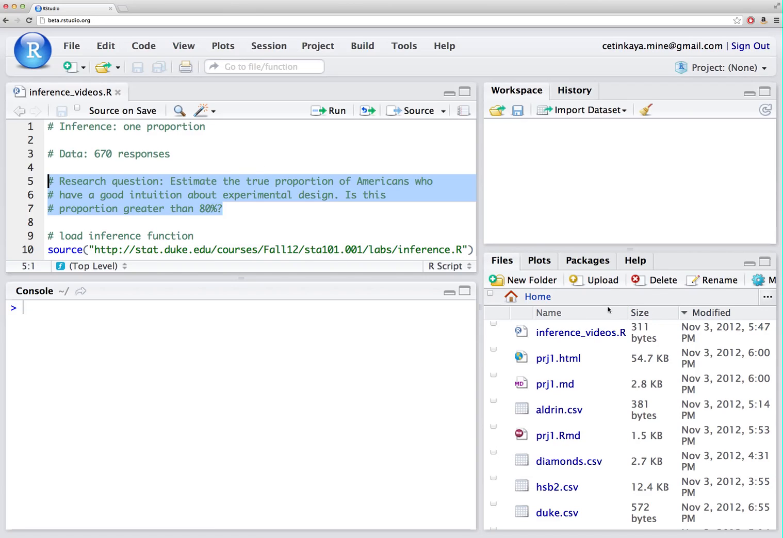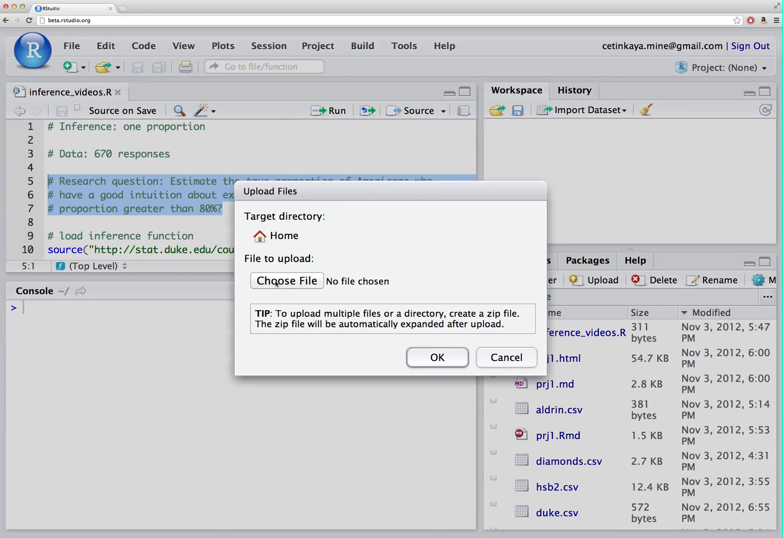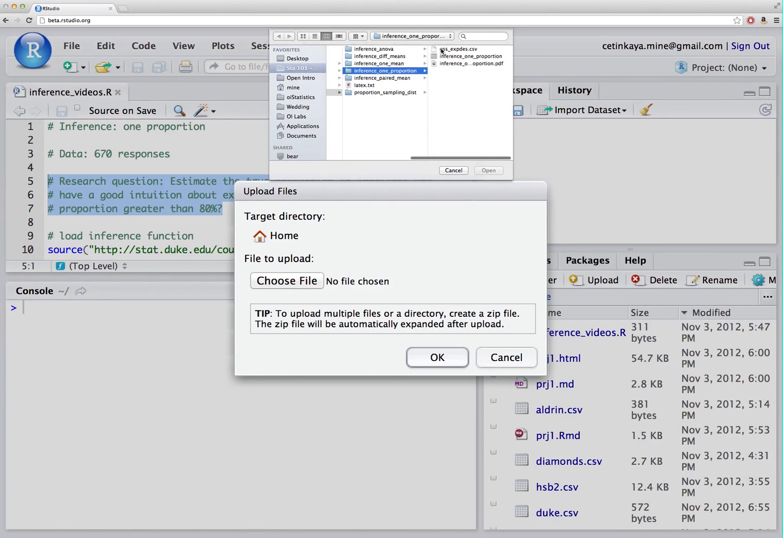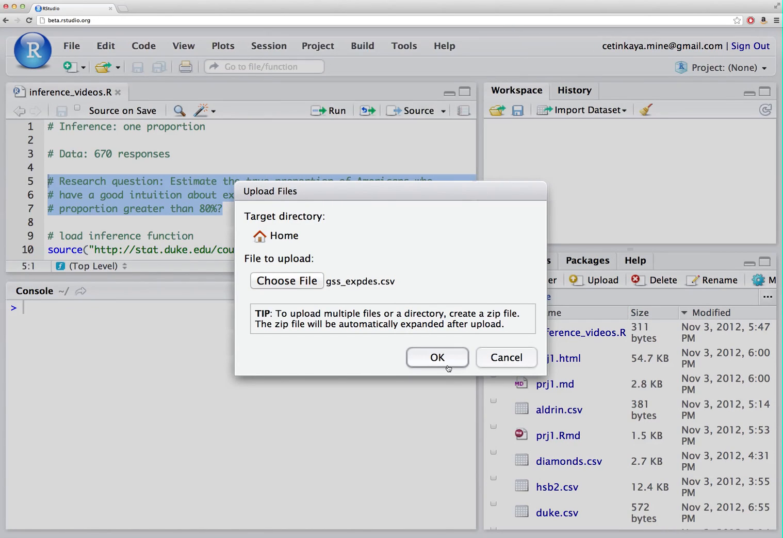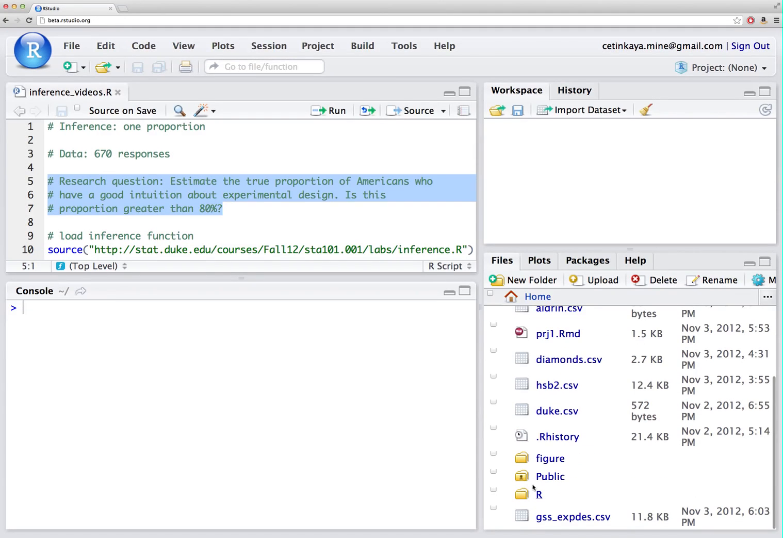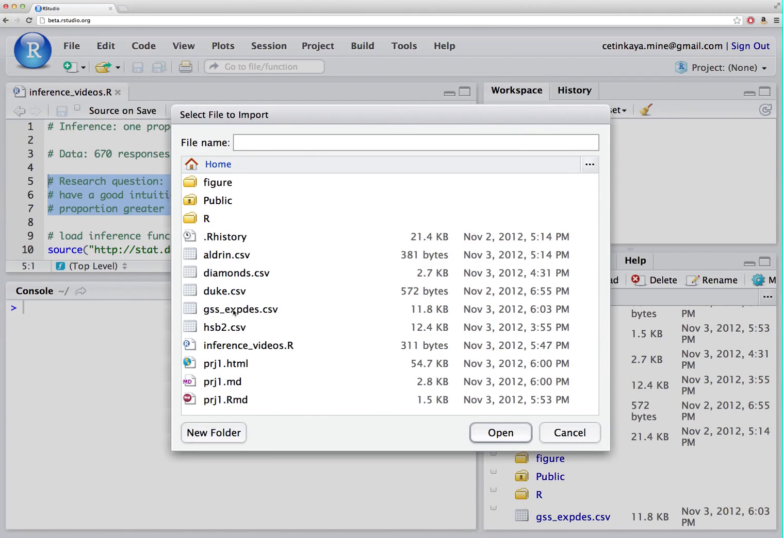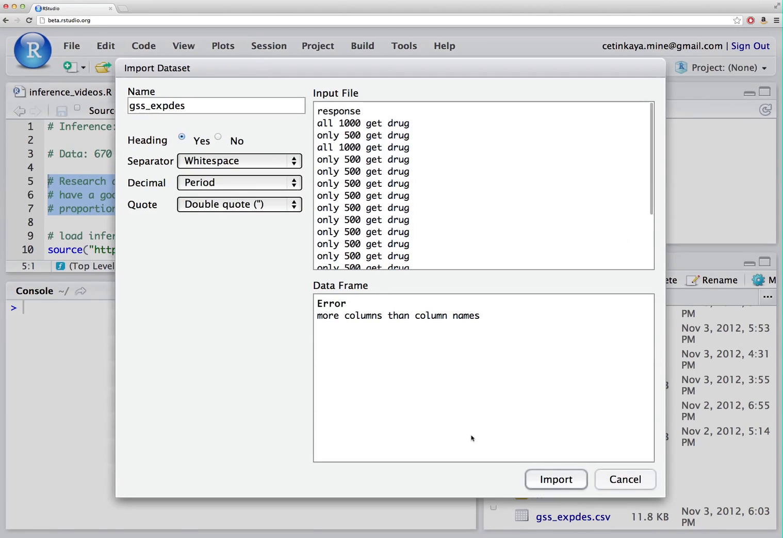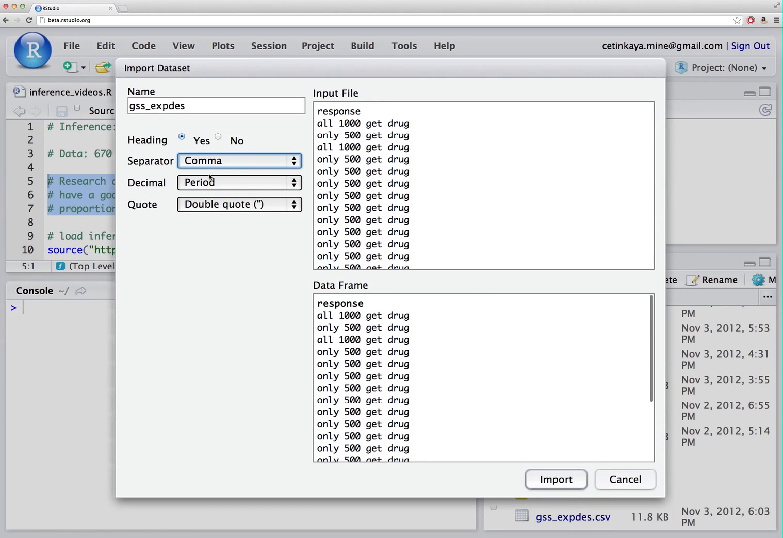Let's start by loading our data set. Click on the upload button, find the data set on my computer. It's a CSV file. Hit OK so that I can see it in my files pane. Then I need to import this data set into my workspace so that it's usable for my analysis. It's a comma-separated file. That's what CSV stands for, comma-separated values. And there is indeed a header row. The first row is the name of the variable as opposed to actual data.